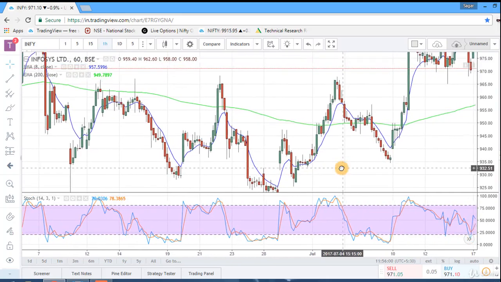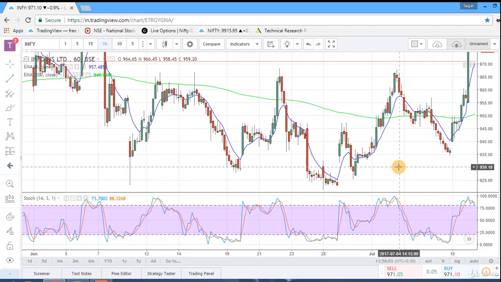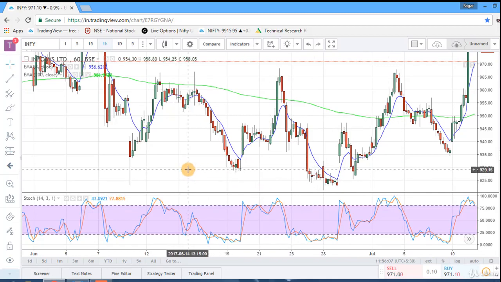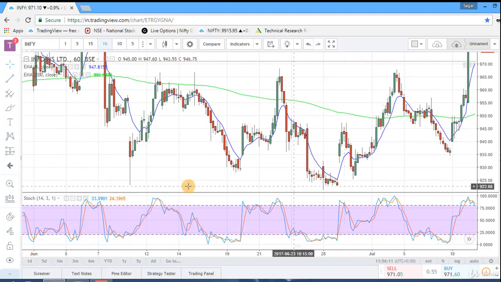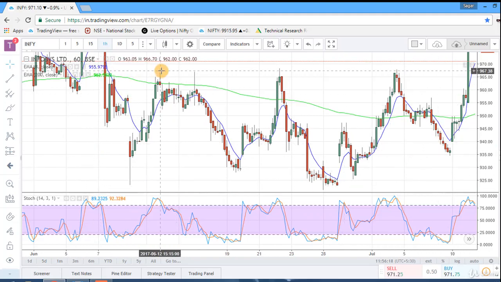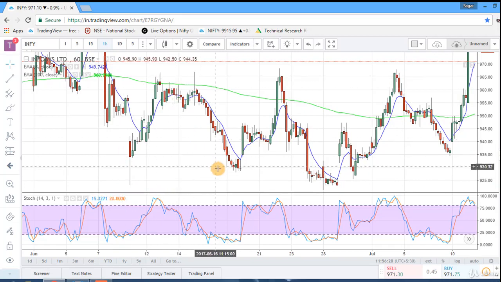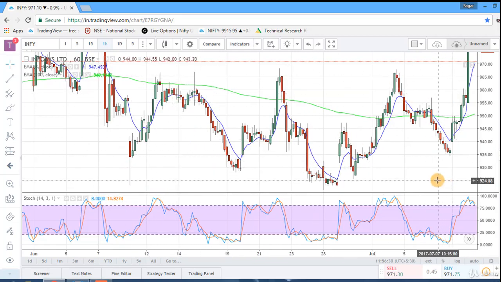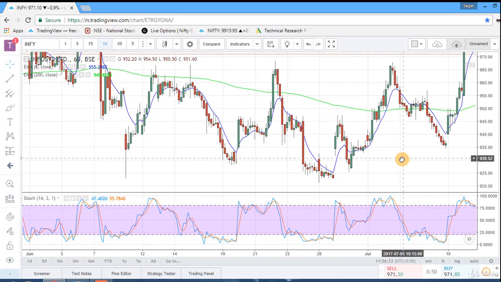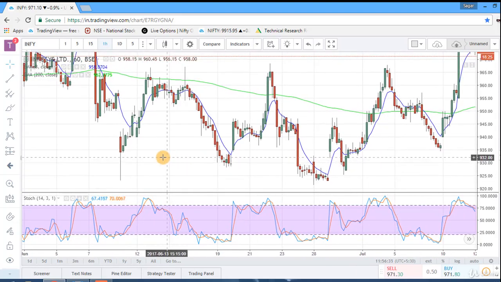In this way you can see stochastic gives us accurate results not in a trending market, but when the market is in a range. See, this is the position when the market is in range. This is the price of the stock, that is 967, and the low, the support line, is 922. So the stock is moving in this range, 967 to 922. So in this portion, this is the ranging market, and stochastic gives us very accurate results.